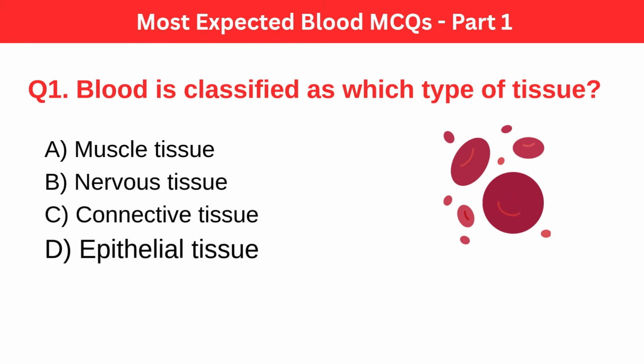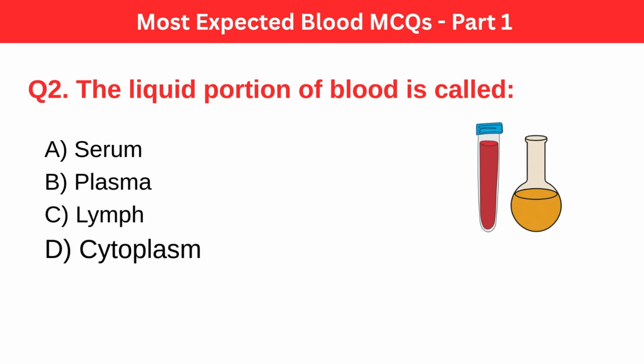Question number 1. Blood is classified as which type of tissue? The right option is C. Connective tissue. Question number 2. The liquid portion of blood is called. The right option is B. Plasma.